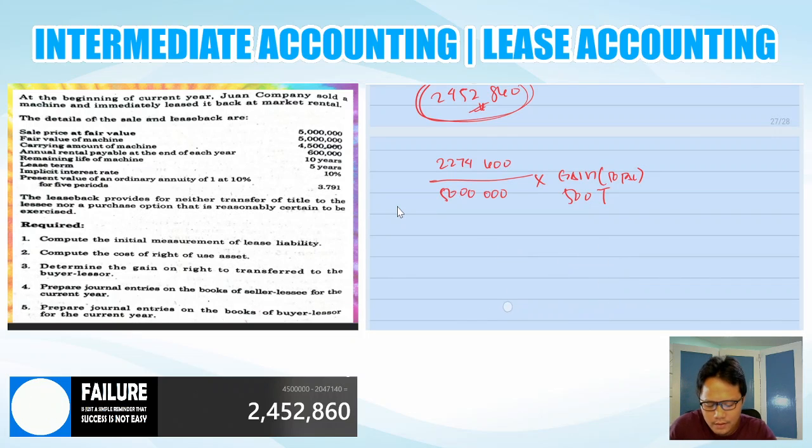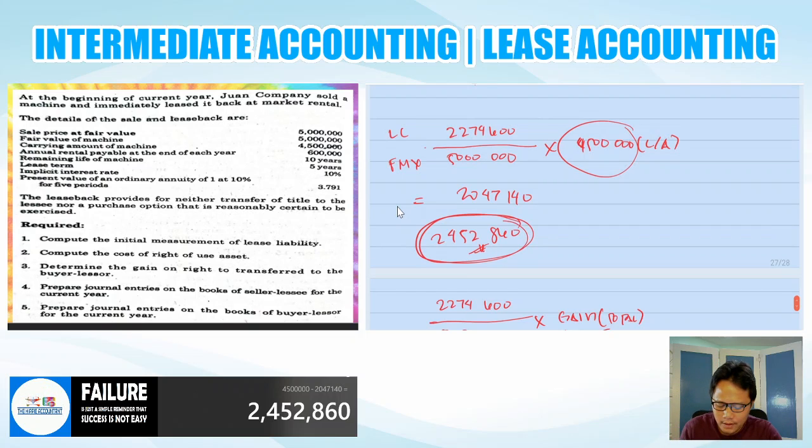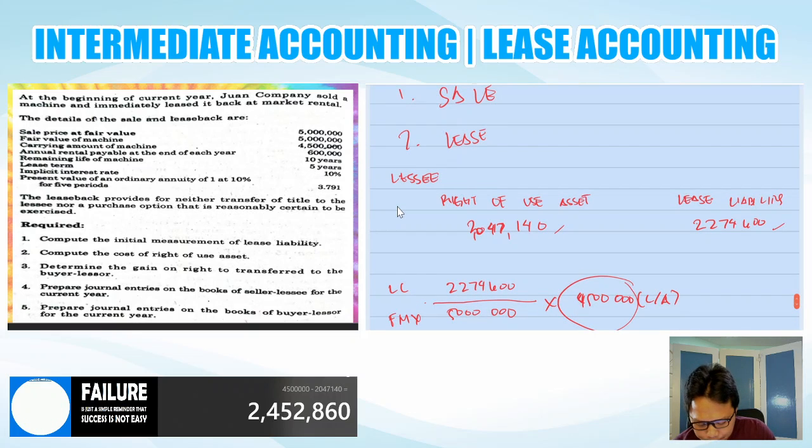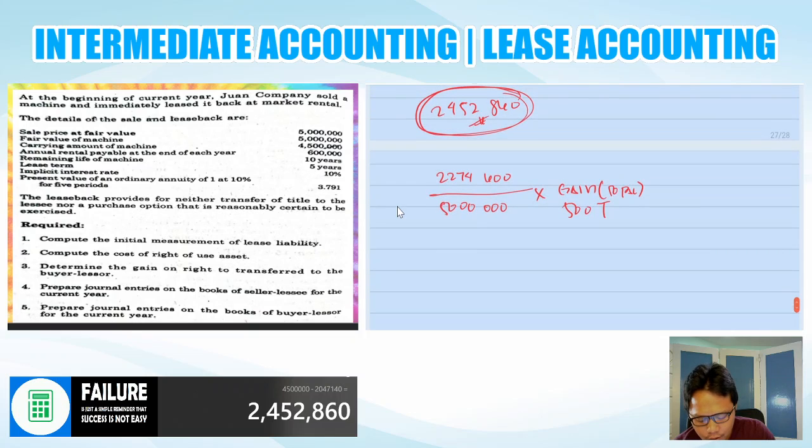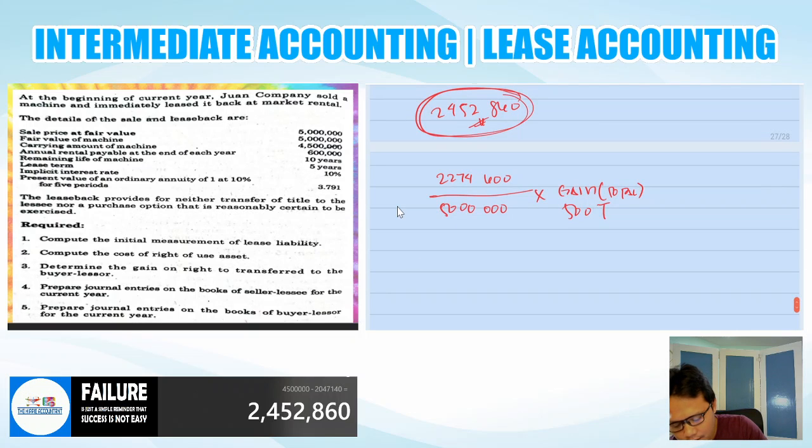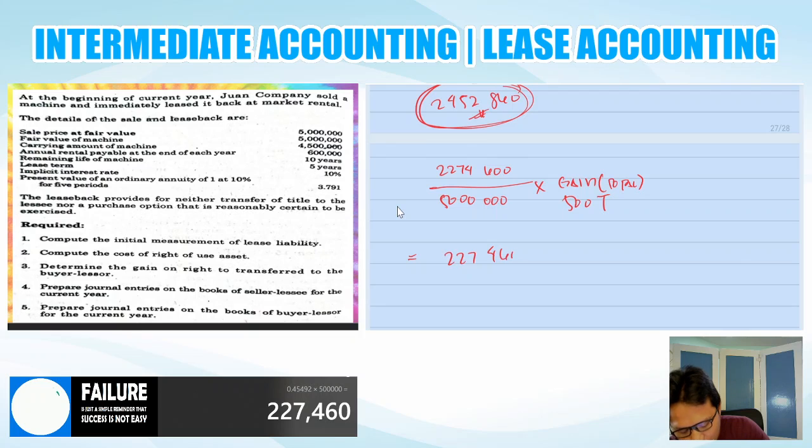So the point is, 2,274,600 divided by your 5 million, multiplied by your gain of 500,000. That is 227,460.